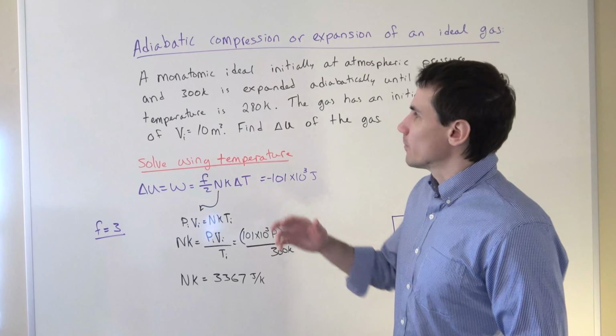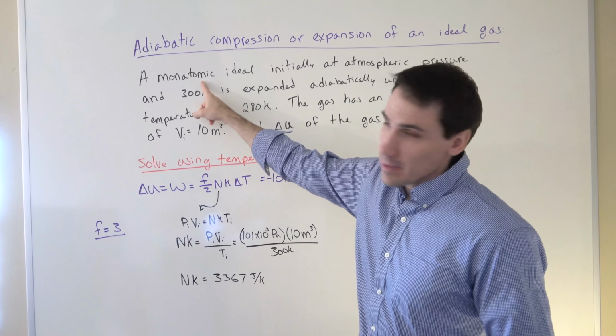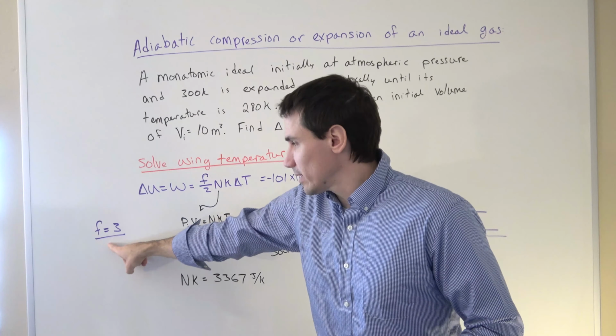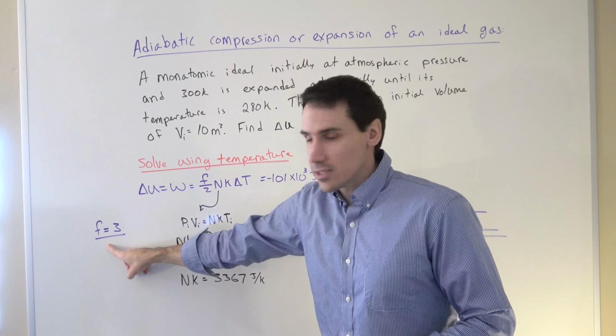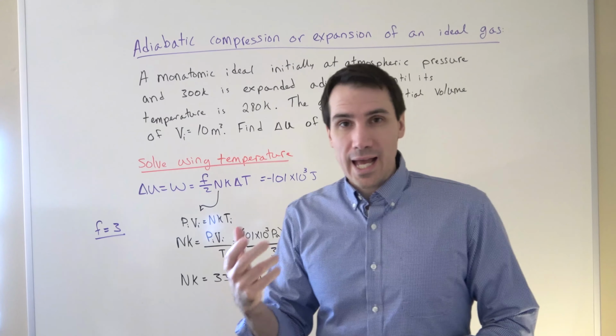Now let's try a specific example of finding the work done in expanding an ideal gas adiabatically. So our setup is that we have a monatomic ideal gas. Monatomic is a key word. It tells you that the degrees of freedom is only 3. Monatomic gases, meaning they have only one atom.